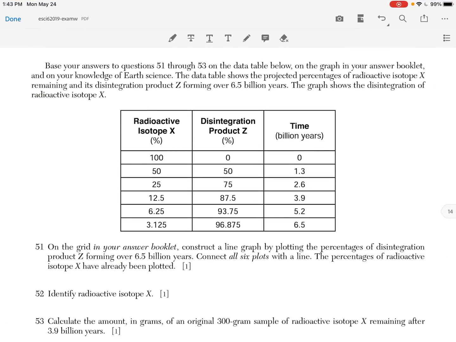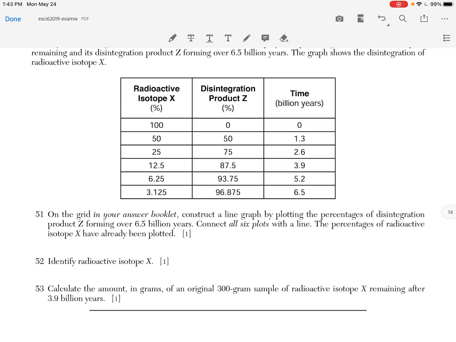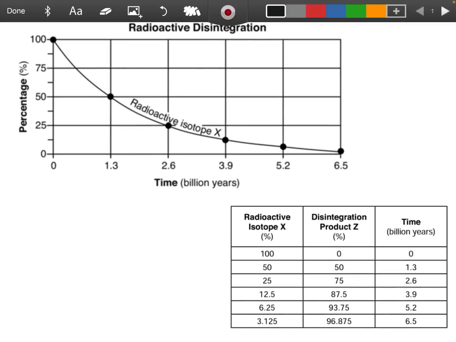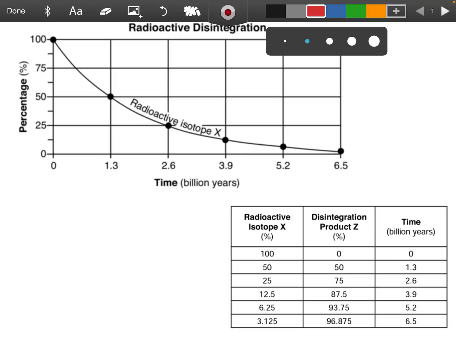51 is a pretty simple question, and you'll notice that it's just constructing a line graph by plotting the percentages of the disintegration product. So specifically, we're just looking at these numbers, what is true of those numbers on your graph. And so you would just plot those on a graph. So I have the graph right here. I would use a pencil most likely to do this, but I'll just show you. It says to plot the disintegration product for all of the times given.